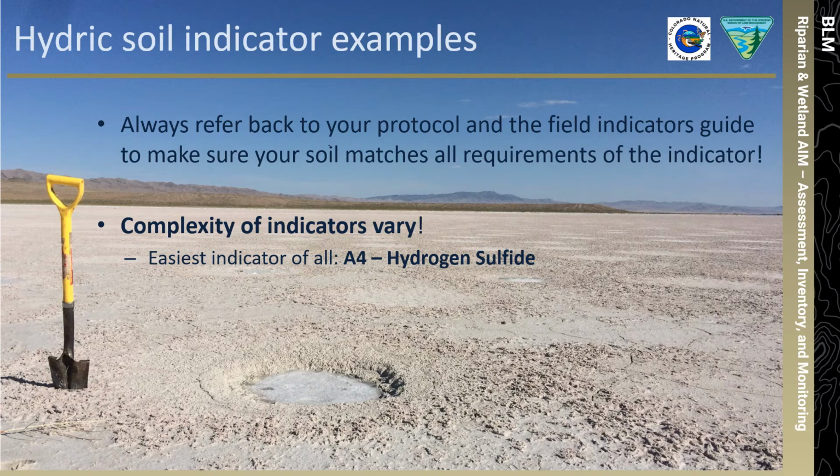For example, the easiest one to identify is probably A4. If you smell your soil pit and it smells like rotten eggs, you've got the A4 indicator. Others may take more time to understand and apply. Try your best and expect that it might take some time to get these correct.